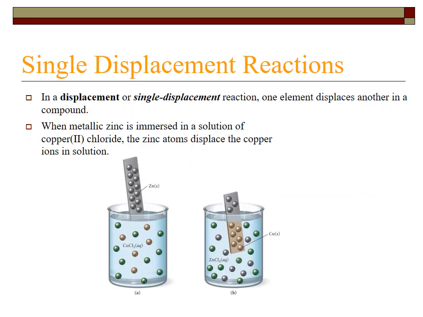In a displacement or single displacement reaction, one element displaces another in a compound. So when metallic zinc is immersed in a solution of copper(II) chloride, the zinc atoms displace the copper ions in the solution. By putting that zinc metal in there, it's displacing the copper. So we're having that cation-anion switch, but only because the one is just a cation, and it mixes with the other anion.